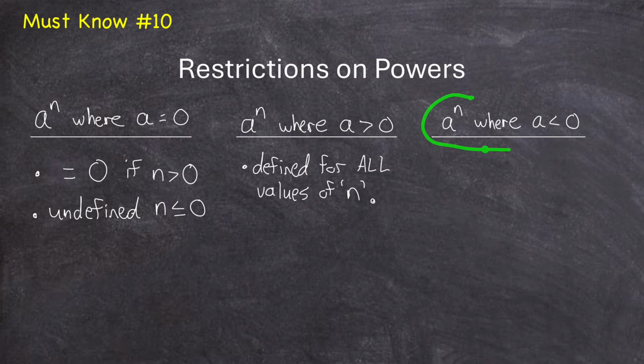But the third scenario is where things get a little bit tricky. What if the base of our power is less than 0?